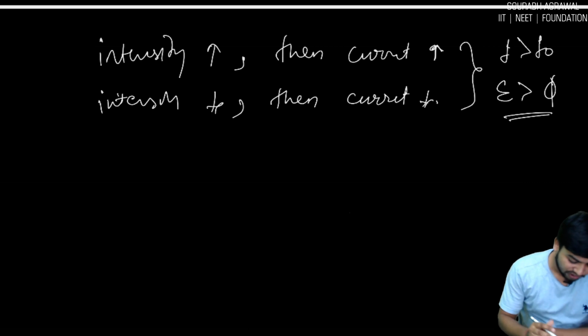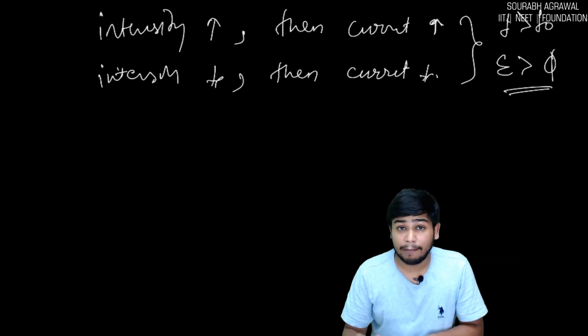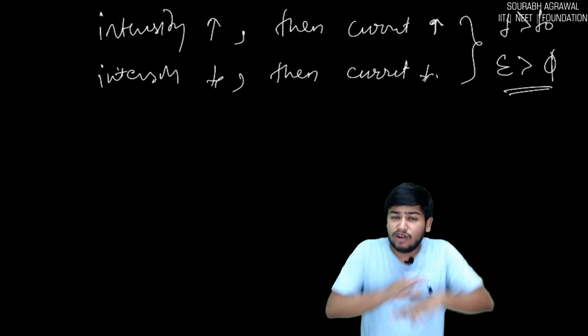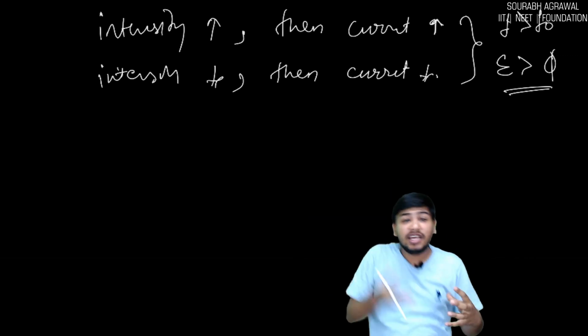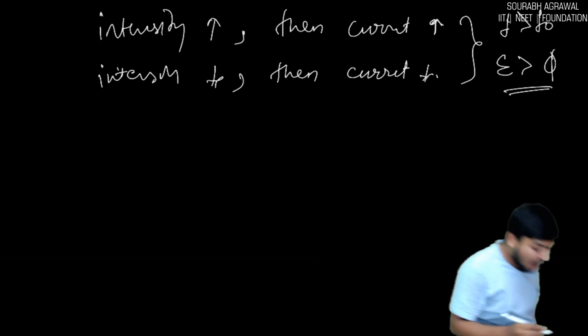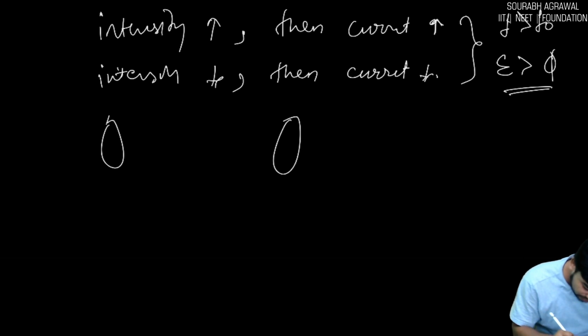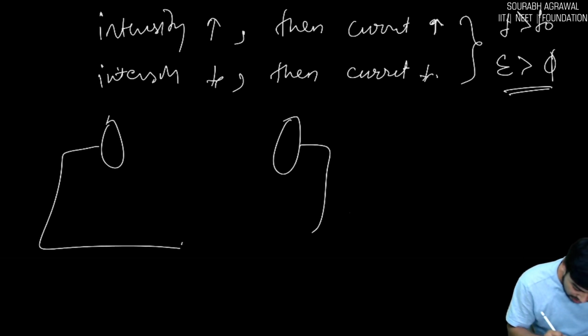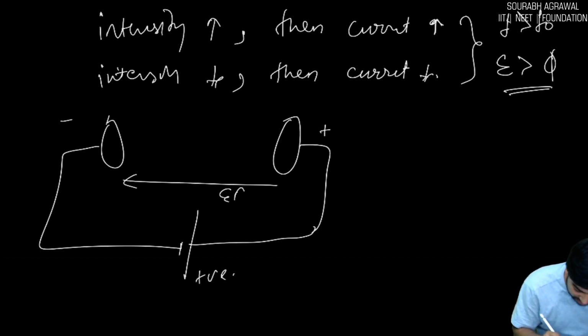Let me draw it here for you. Okay, try to understand what I am saying. Till now it is clear: when no potential difference is there, when you are increasing the intensity, current is increasing, and when you are decreasing the intensity, current is decreasing. Now what will happen? You have applied positive potential like this. So this one will be positive, this one will be negative, and electric field will be in this direction.